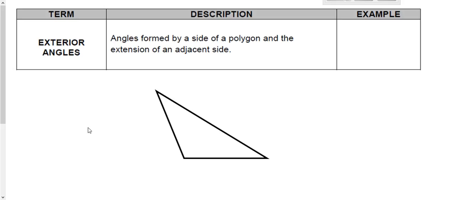So our first example is a definition of exterior angles. They are angles formed by the side of a polygon and the extension of an adjacent side. So that's kind of complicated. Let's just see how you draw one and show you where the angle is.